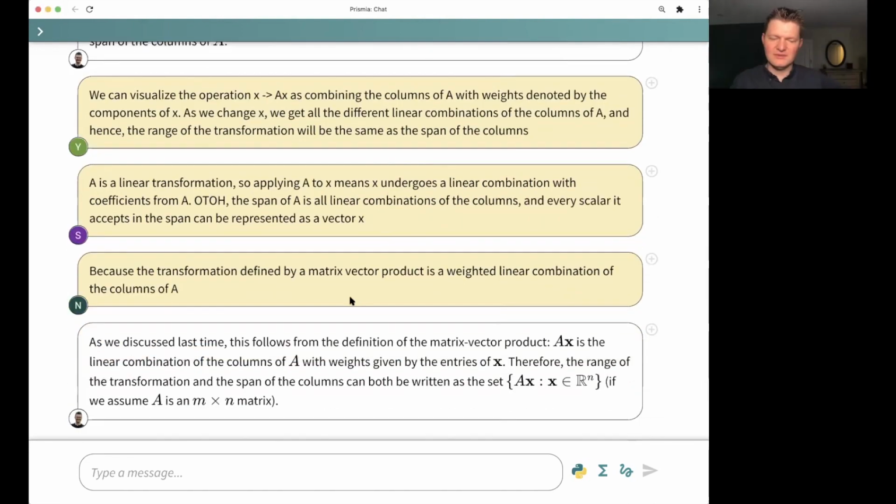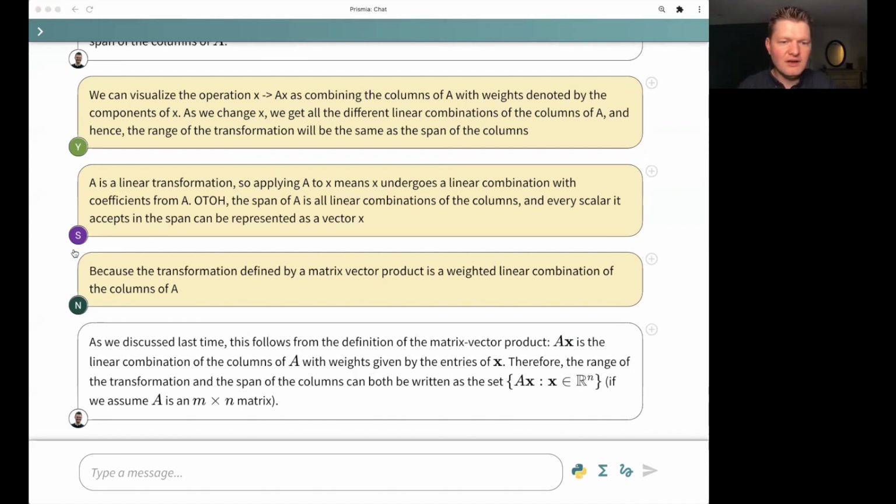Great, nice job. So this follows from the definition of the matrix vector product. A times x is the linear combination of the columns of A with weights given by the entries of x. Therefore, the range of the transformation and the span of the columns are both just everything you can get in the form A times x, where x is just some vector from R^n, if we're saying that m and n are the dimensions of A.